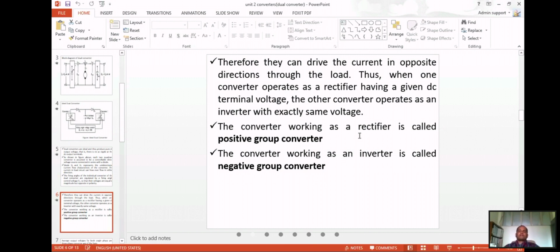The converter working as a rectifier is called the positive group converter. Now, if the converter is working as an inverter, then it is known as the negative group converter. So please remember that if it is working as a rectifier, it is called a positive group converter. If it is working as an inverter, then it is a negative group converter.